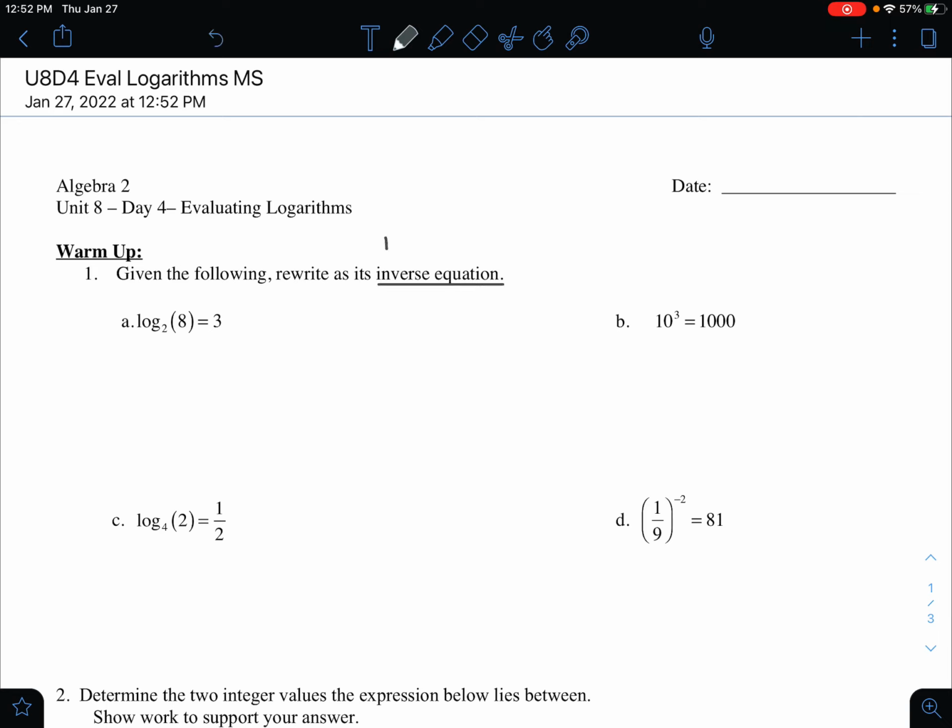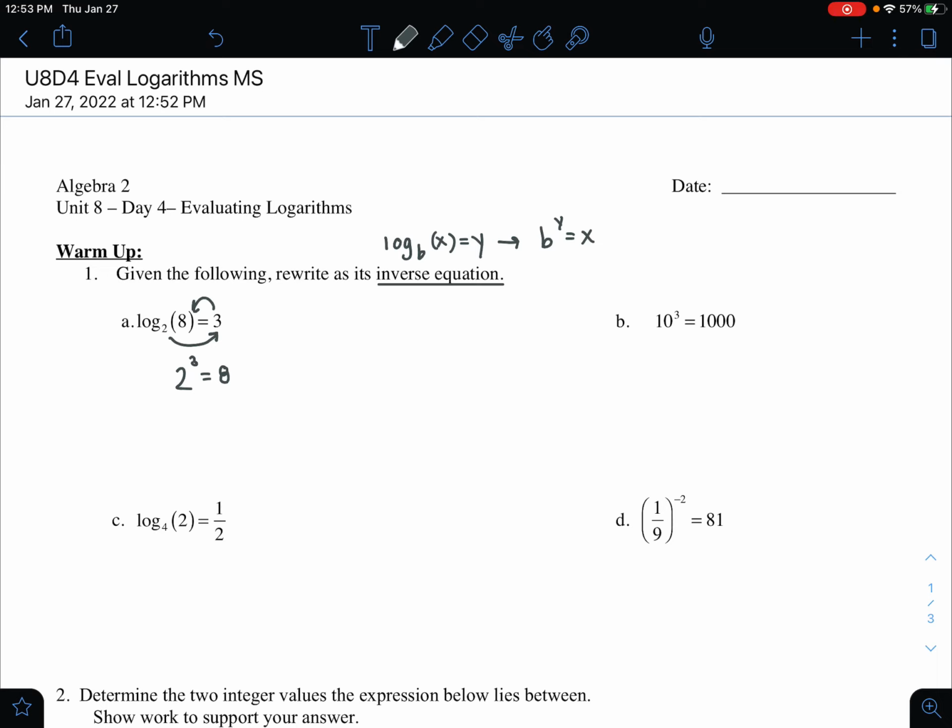Given the following, rewrite it as its inverse function. Remember that the inverse of a log is an exponential, and the inverse of an exponential is a log. So if we were to rewrite this as its inverse, you would take the base, so 2 to the power of 3 is equal to 8. That's making a true statement.